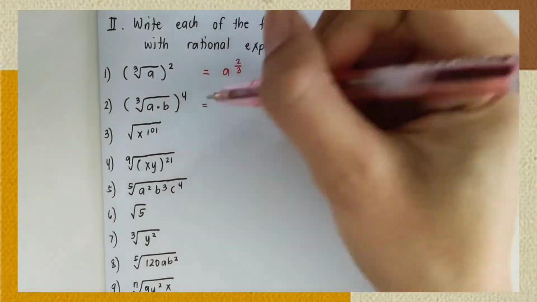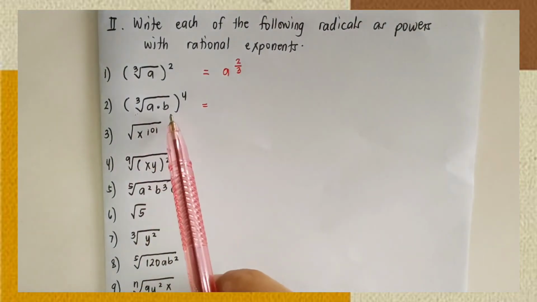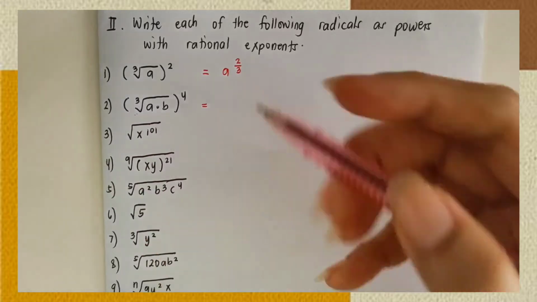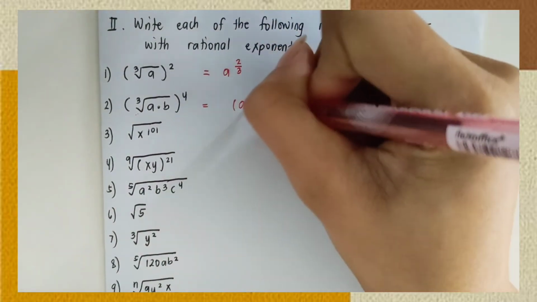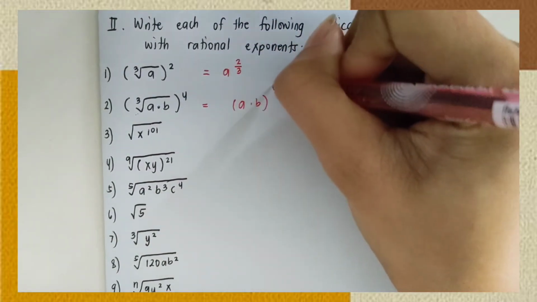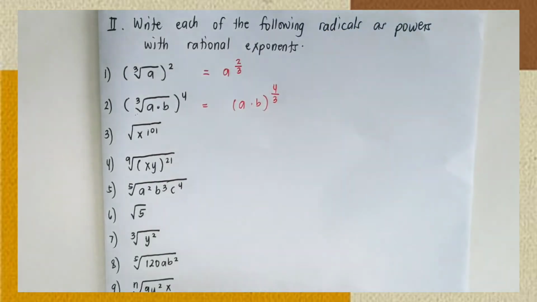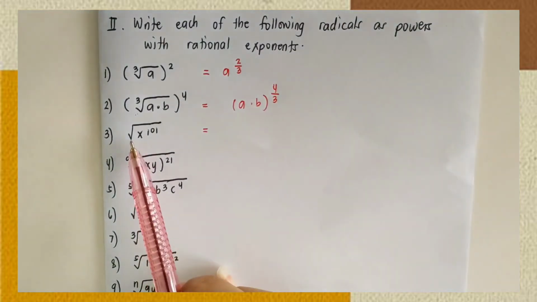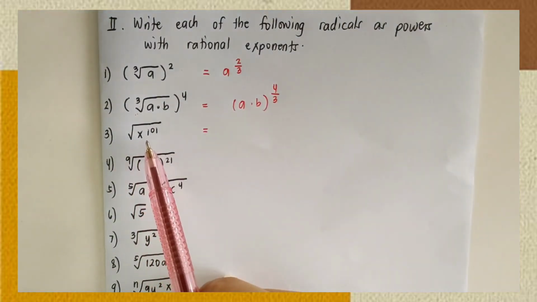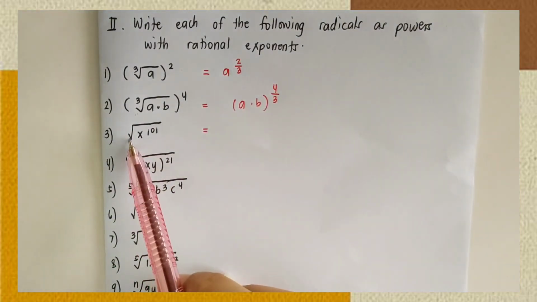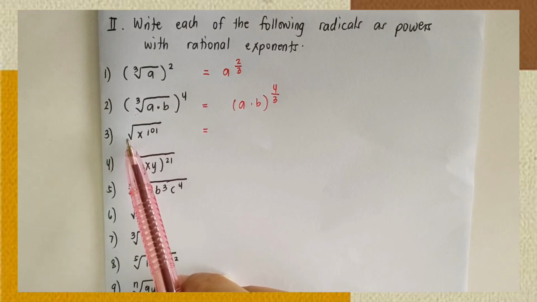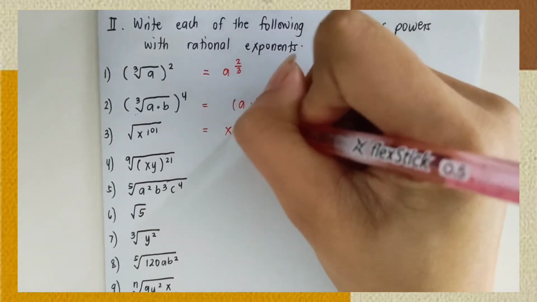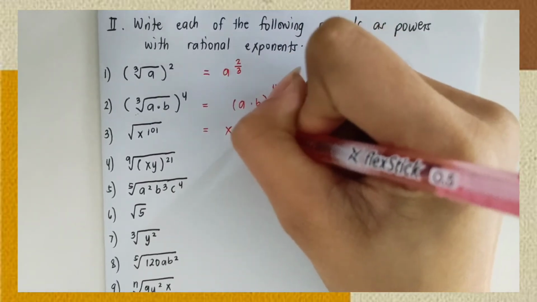Next, cube root of a times b raised to 4. Again, the index is our denominator. So we have the quantity ab raised to 4 over 3. Number 3, the square root of x raised to 101. We know that square root has an index of 2. So we have here x raised to 101 over 2.